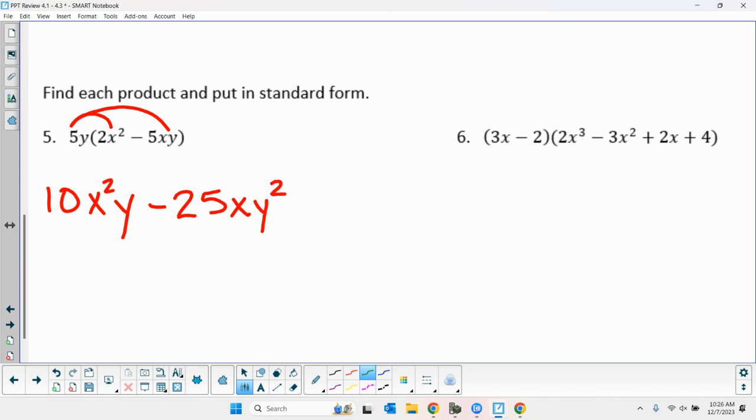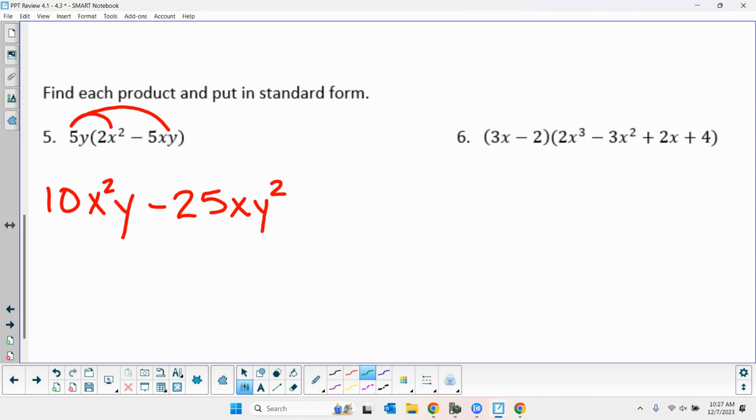Don't forget to add those exponents, the 1 plus the 1. Are these like terms? Could I subtract those? Yeah. They're not. The variable has to have the same exponent. They don't. It's similar, but they're not like terms. Very close. So I couldn't subtract those. I'm done.